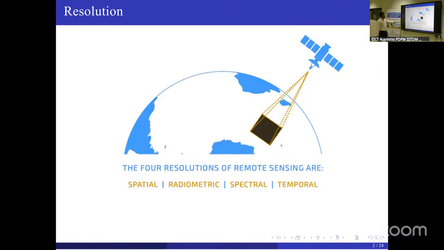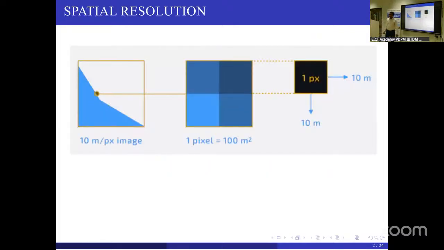These 4 resolutions are very important when discussing remote sensing, because on the basis of these resolutions you are able to select the right input, meaning the right data from the satellite. Okay, so first we discuss the spatial resolution. I think you all know about spatial resolution. Spatial resolution means we have pixel information. Every satellite has a different spatial resolution.